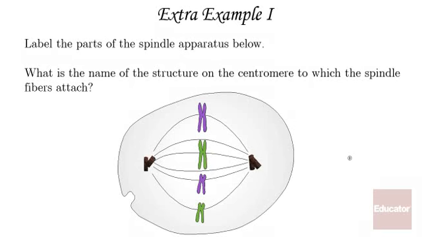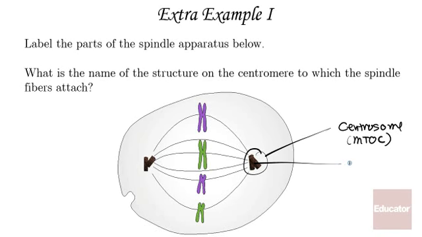All right, to practice, we're going to look at 4 examples. Label the parts of the spindle apparatus below. What is the name of the structure on the centromere to which the spindle fibers attach? Starting out with this first part. Here I have a centrosome. Within it, what's really shown here is the centriole, but the centrioles are part of the centrosome. Remember that the centrosome is a microtubule organizing center, and within each one are 2 centrioles. Same thing on the other side.